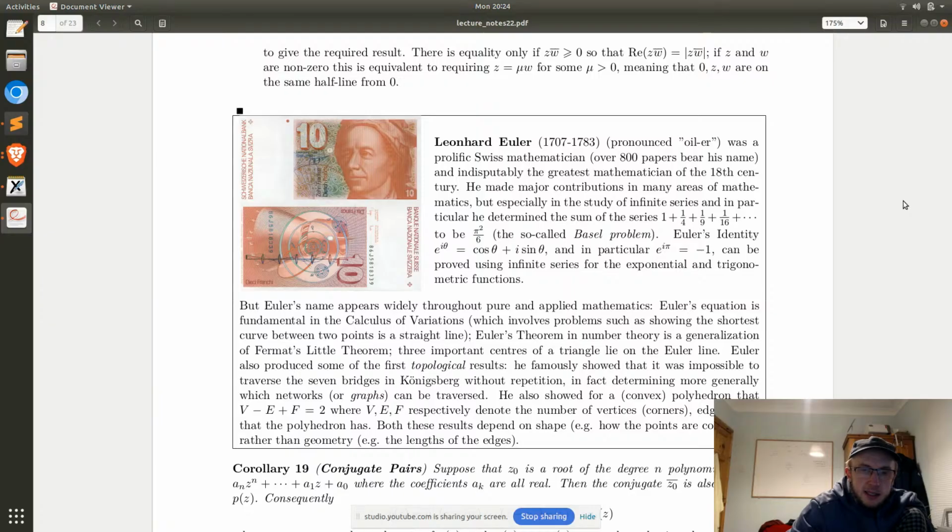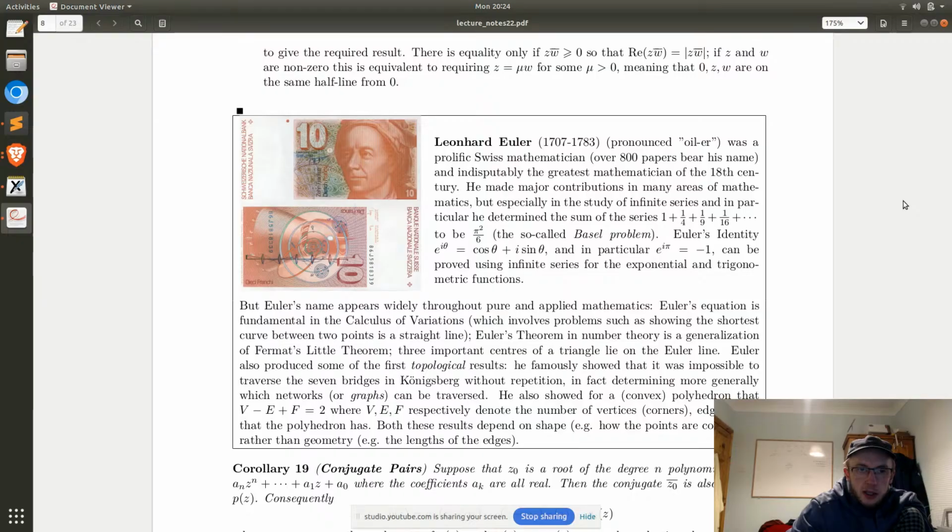Euler's identity, e to the i theta equals cosine theta plus i sine theta, and in particular, e to the i pi equals -1, can be proved using infinite series for the exponential and trigonometric functions. But Euler's name appears widely throughout pure and applied mathematics.